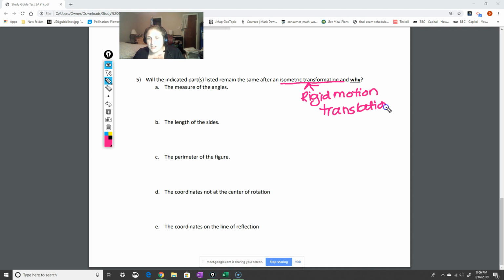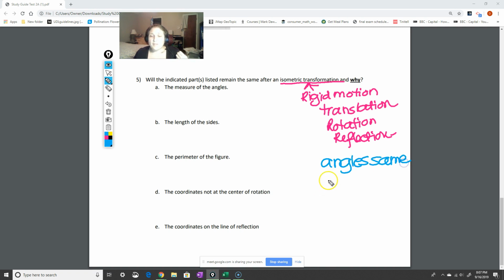Excellent. Translation, rotation, and reflection. Okay, so anytime you have rigid motions, anytime you have isometries, anytime you have rotations, reflections, or translations, several things happen. First of all, guaranteed, the angles are always the same. The shape is always the same. Maybe not how it's turning or looking, but it's the same.